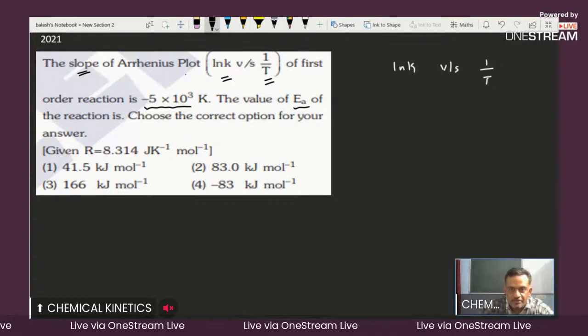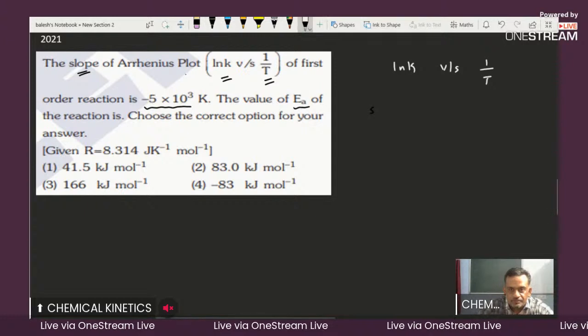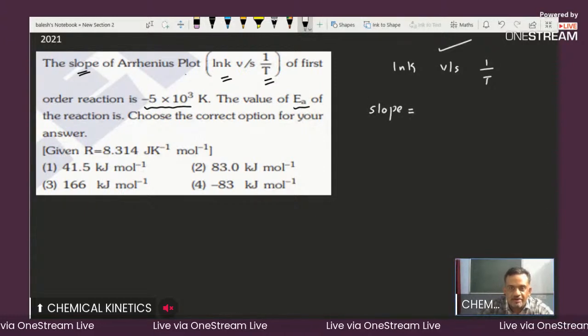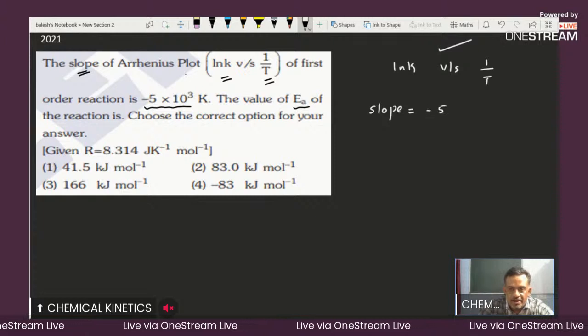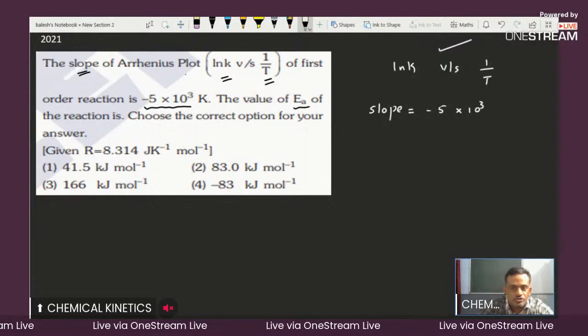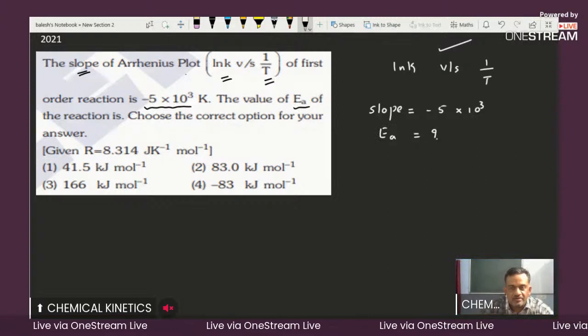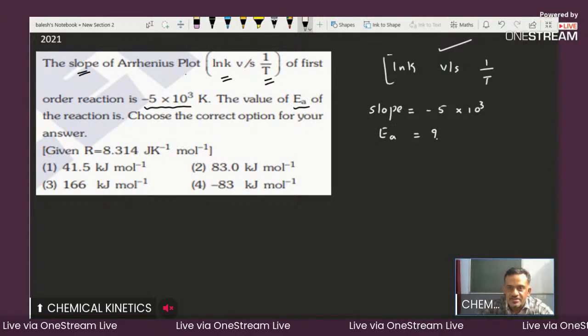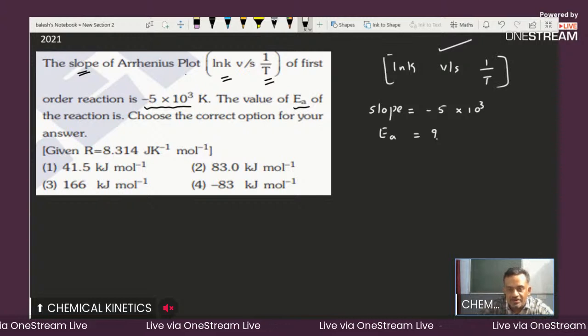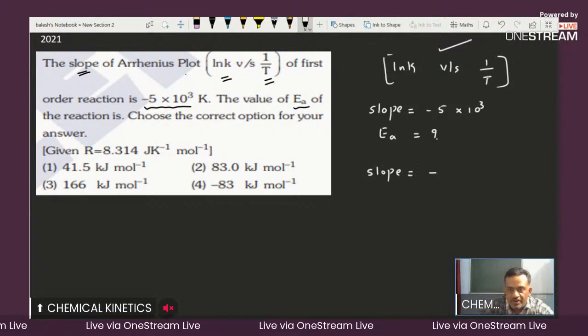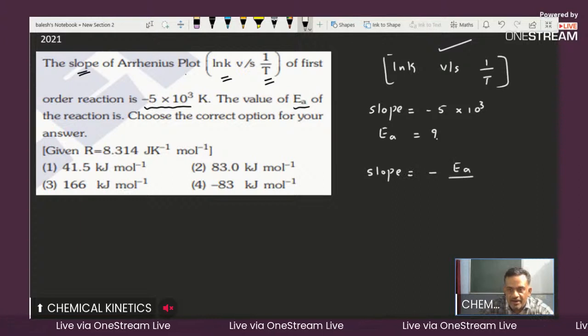So what is given there? Slope is how much for this particular graph? Minus 5 into 10 raised to 3. The value of energy of activation is asked, right? For ln k versus 1 by T, you should remember that your slope will be minus EA by R.